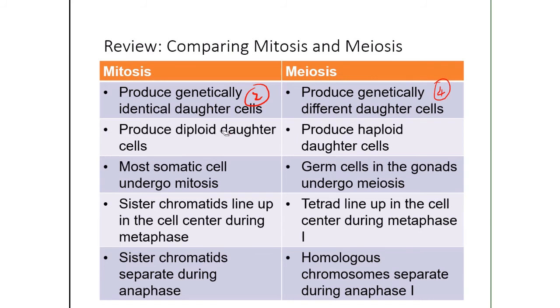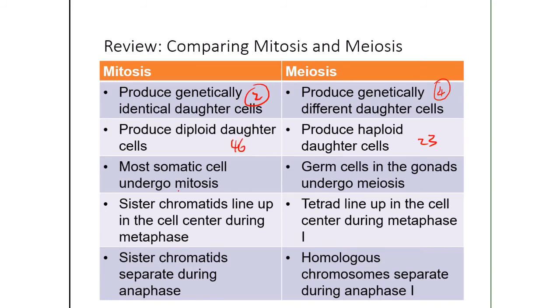Mitosis produces diploid daughter cells. Each of the daughter cells will have 2 sets of the chromosomes, whereas in meiosis, you are producing haploid daughter cells, which means each of the cells, the sperm and the egg, will only contain half of the genetic material, 1 set, right? So 23 as opposed to 46 over here.